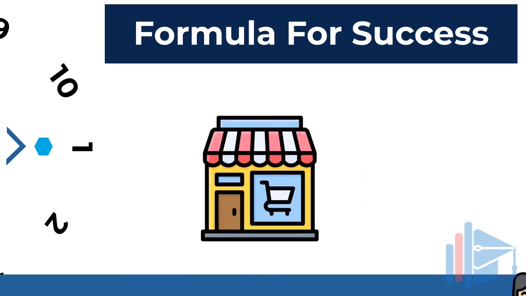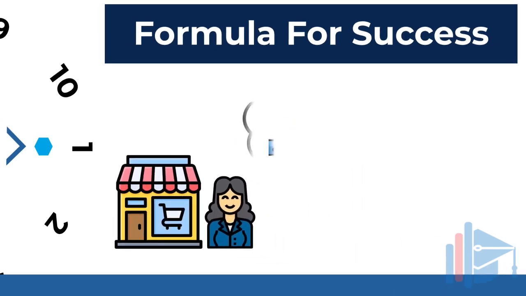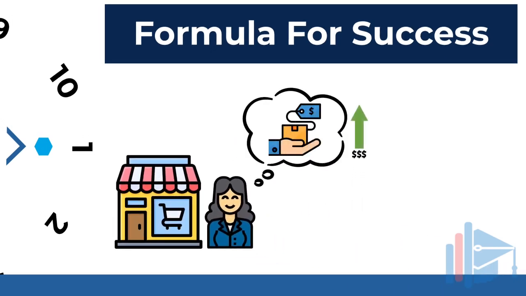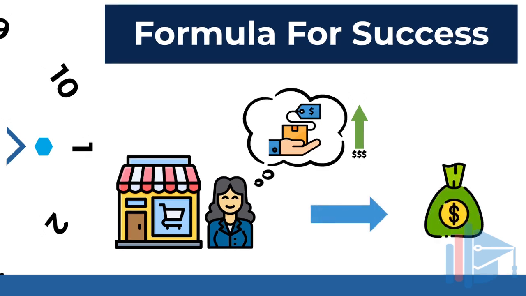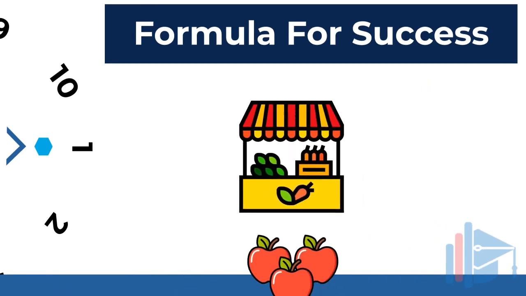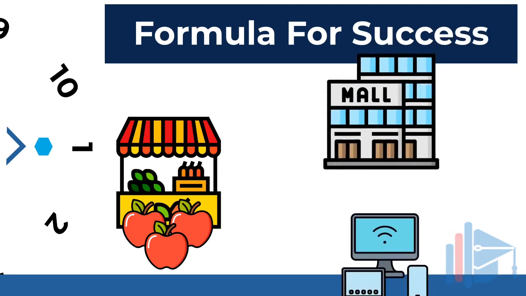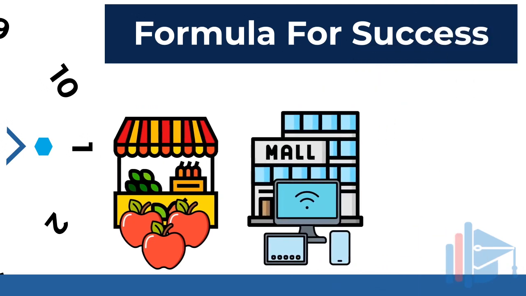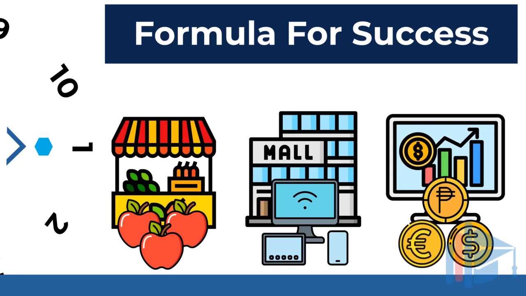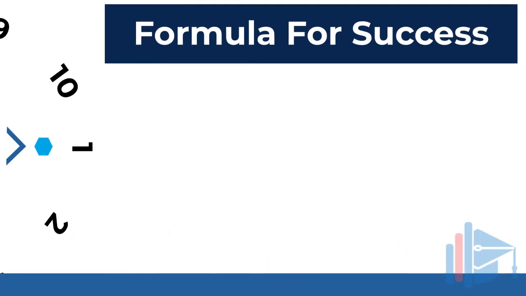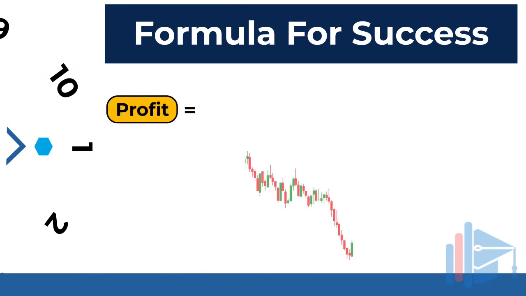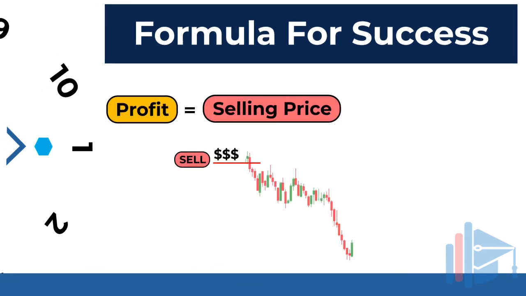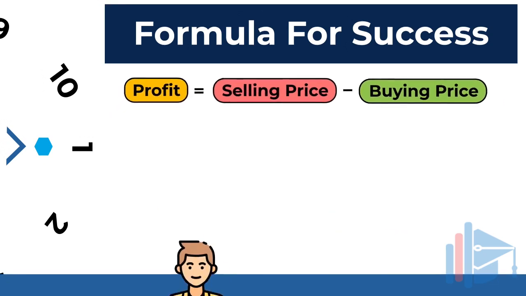One of the most basic principles in any business is to sell your product at a higher price than you purchased it, in order to generate a profit. Whether you're selling apples at a farmer's market, electronic gadgets in a mall, or currencies through an online trading platform, the formula for determining whether you've made a profit is simple. Profit is equal to selling at a higher price minus buying at a lower price.